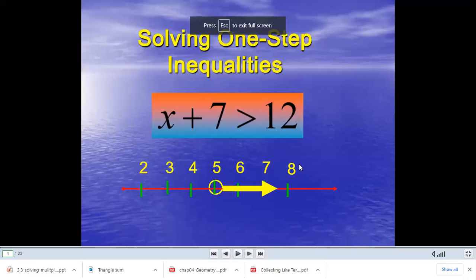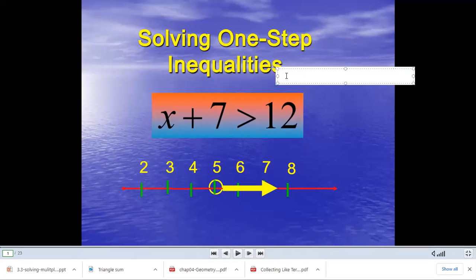Now we will move to the other part, which is solving inequalities and how we represent them using a number line. Solving one-step inequalities looks like solving one-step equations, using the same method or the same plan. In this one, we have x plus 7 more than 12. How are we going to solve this inequality? Can anyone help me and tell me how we can solve it?